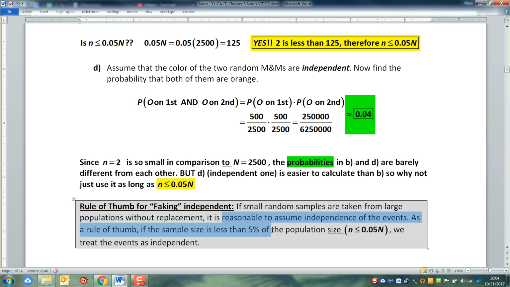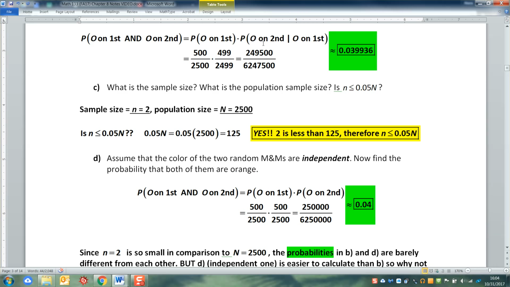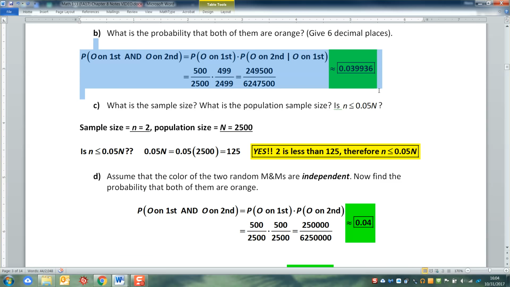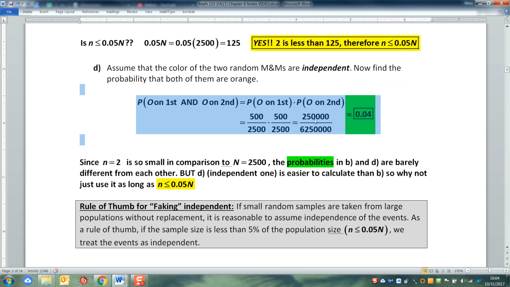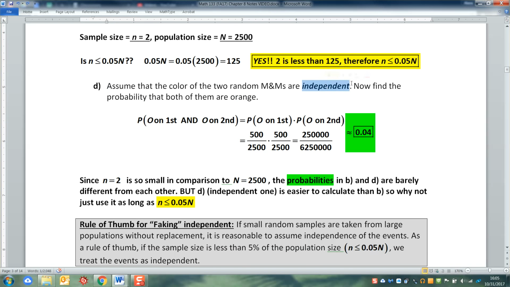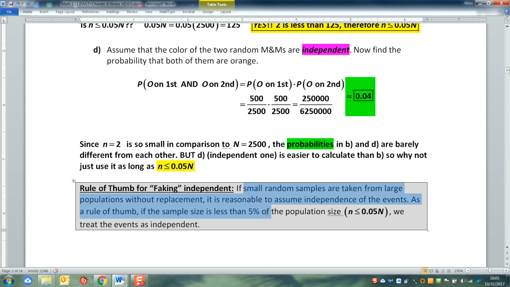As long as you're taking a sample that is less than 5%, that's our rule of thumb. So we're going to go with 5%. So as long as our sample size is less than 5% of our population size, it's close enough to independent that the difference in the probabilities doesn't matter enough to us to worry about. So as far as we're concerned, 0.0399 and 0.04 are close enough to each other that it's just not worth our effort to make them different. So we'll just assume independence right here. We'll assume that independent from now on, as long as our little n is less than 5% of our capital N.